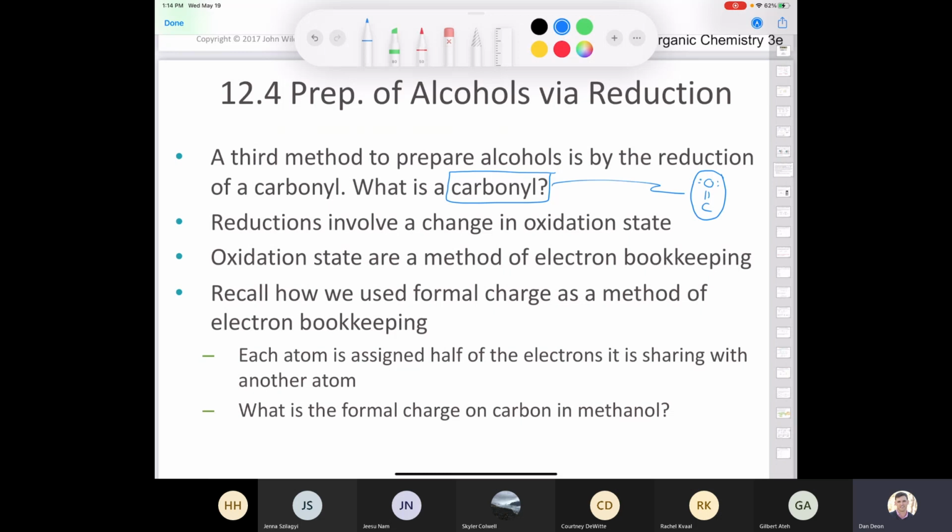Again, we see carbonyls in, I'll just give you a couple examples. We see carbonyls in ketones. We see carbonyls in, let's say, a carboxylic acid. And I'm not going to go on from there. But again, carbonyls show up in a whole host of functional groups. So reductions involve a change in oxidation state, right? Oxidation is losing, reduction is gaining electrons.